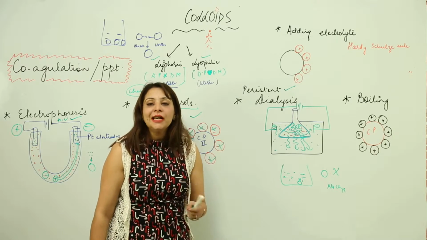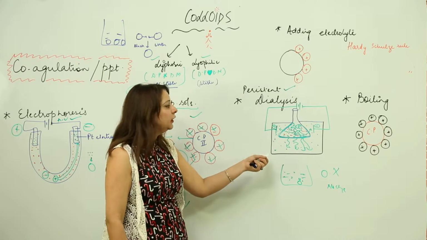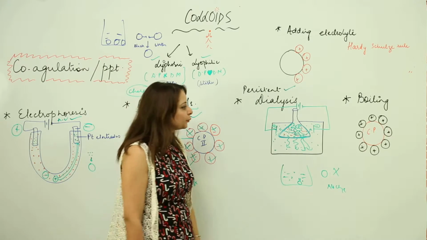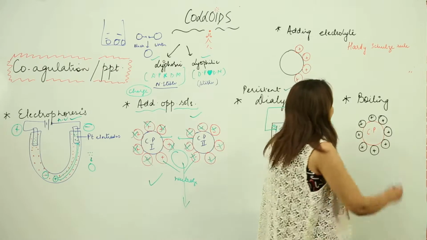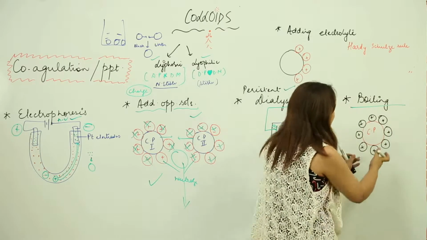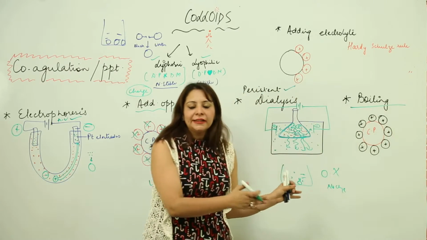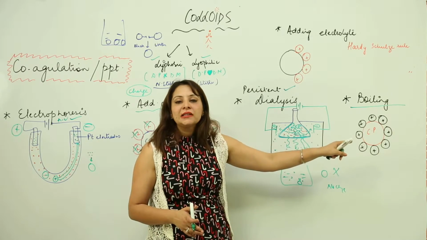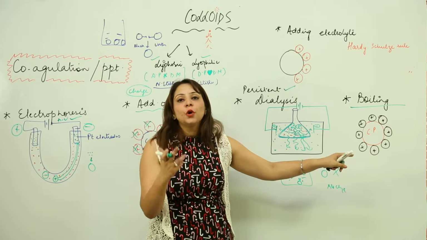That means we will see a coagulation occurring in here, and the reason behind that is the persistent dialysis. Next is the boiling. So what do we do in boiling? This is what we have, a colloidal particle. You know that it has a charge adsorbed on the surface. So here also I have a colloidal particle in which the charge which is adsorbed is positive one.